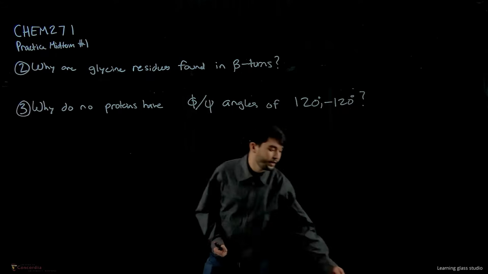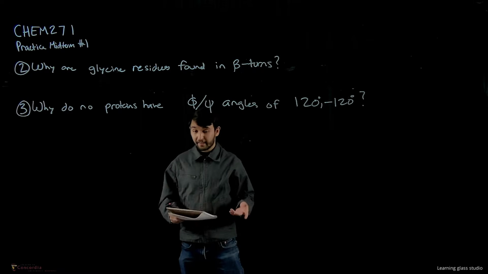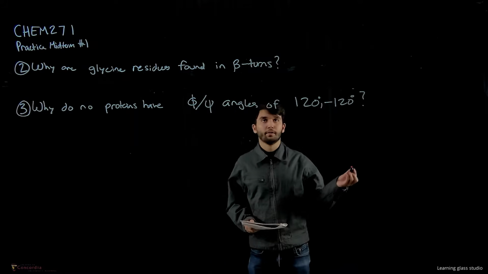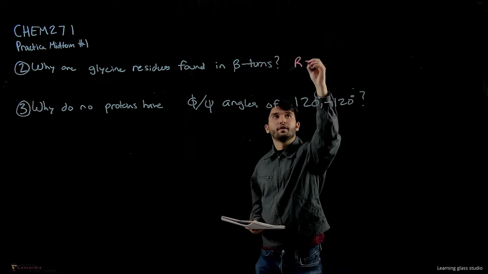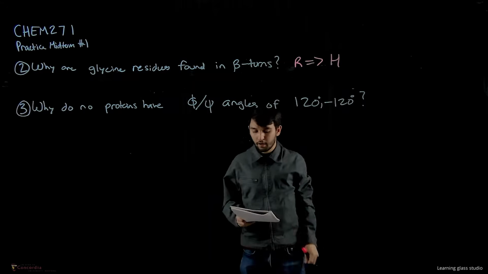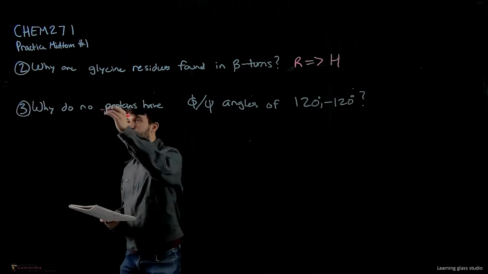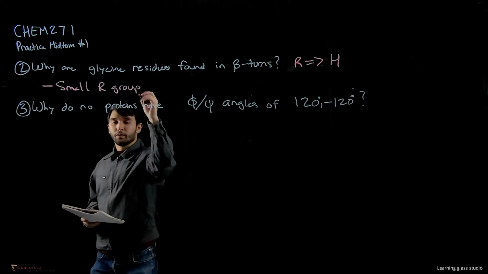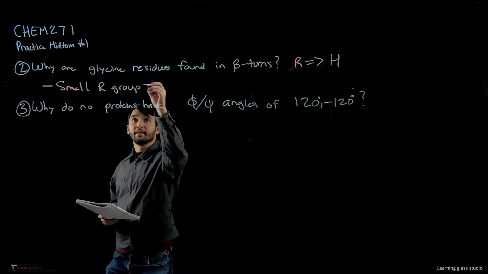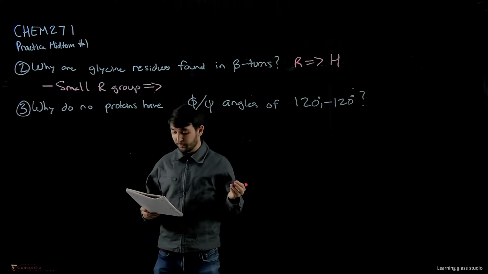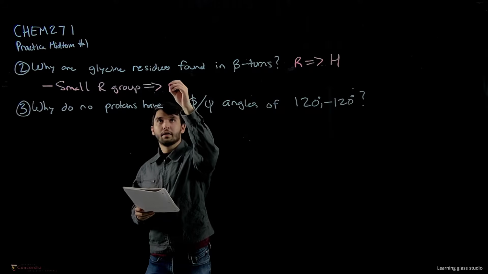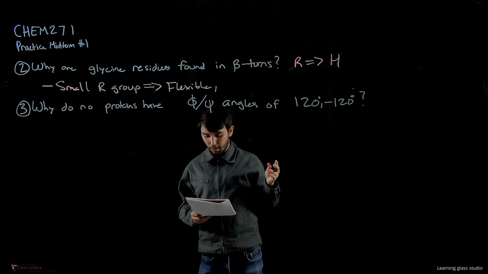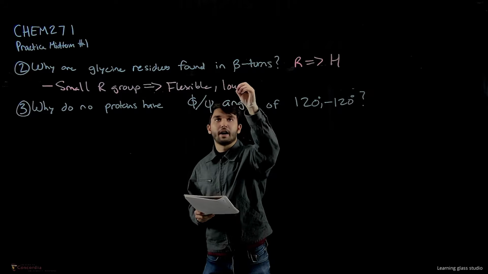Question 2 is, why are glycine residues found in beta turns? So glycine, as we remember, the R group is just a hydrogen. So it's very small. The small R group is important because that means that this R group allows for flexibility. And it's flexible due to the low degree of steric interactions.